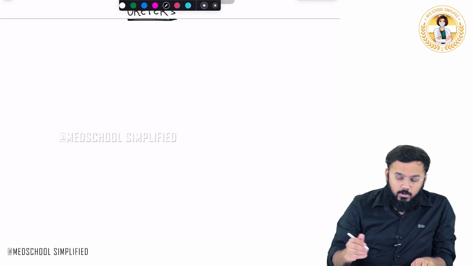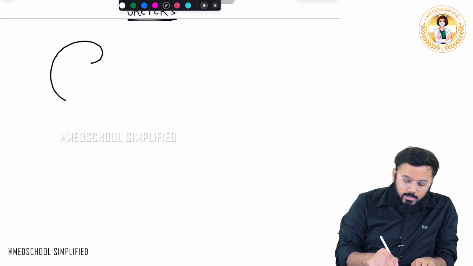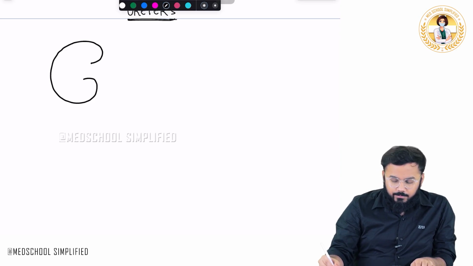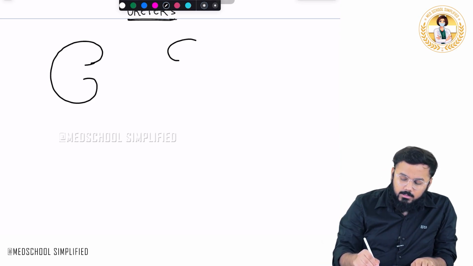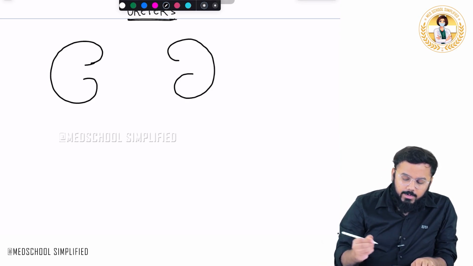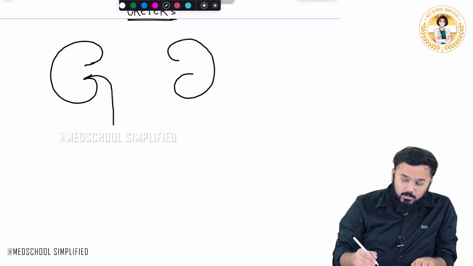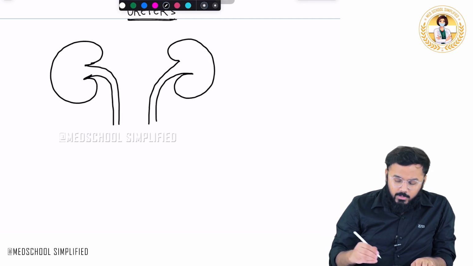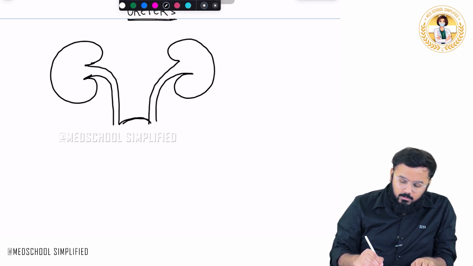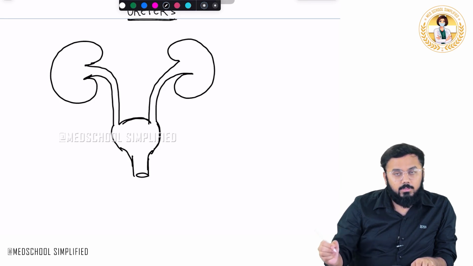If you look at the ureters over here, let us say that this is the kidney, the right kidney, and this is the left kidney. Coming out of the hilum of the right and left kidney, you have this particular structure. This structure is called your ureter. These ureters open up into your urinary bladder, and this is the urethra.